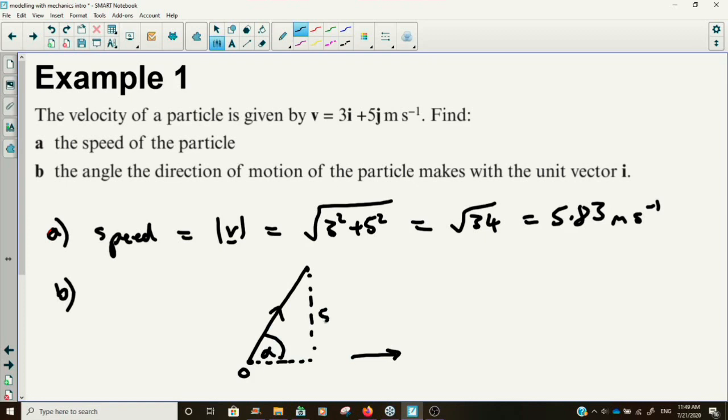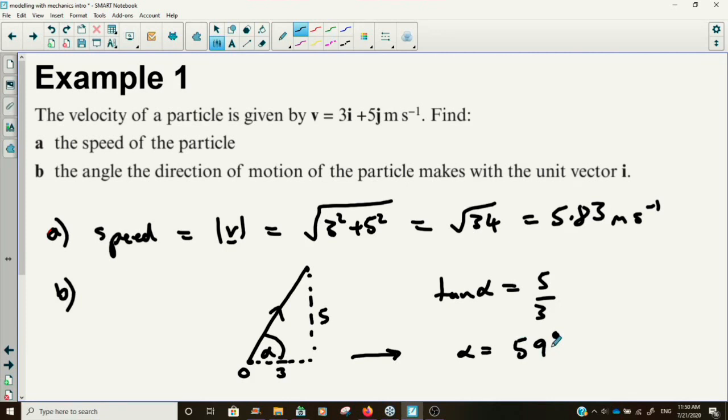Okay, let's just put that in, 5 and 3. So tan of the angle is equal to opposite over adjacent. So we get the inverse tan of 5 over 3, which is 59 degrees.